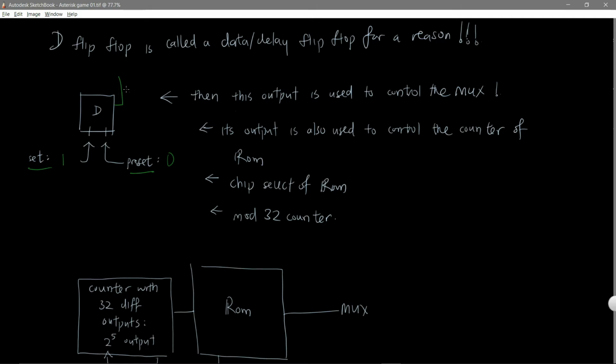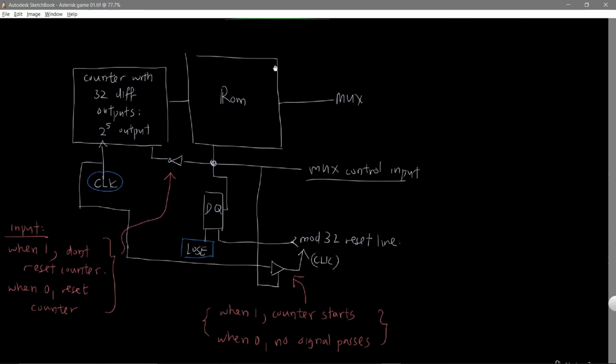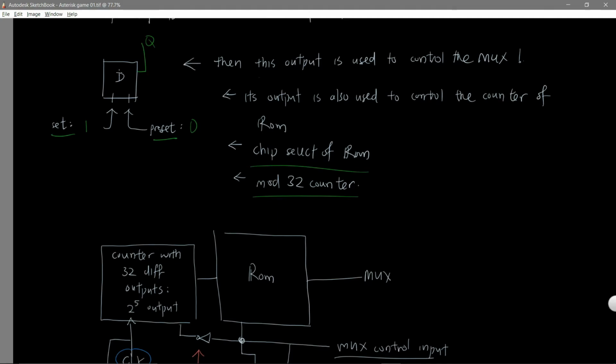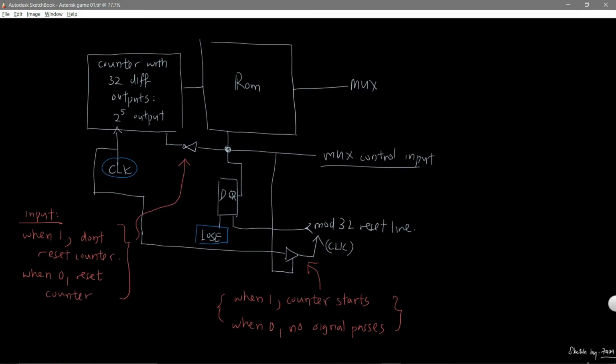This Q output is used to control the mux. And its output is also going to be controlling the chip select of the ROM, and the mod 32 counter. So what I actually want to imply is that, you see there's a D flip-flop here. On a D flip-flop, its Q output is going to 4 places.